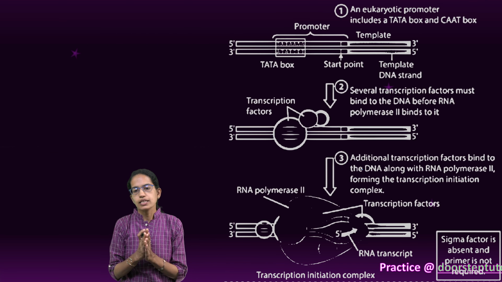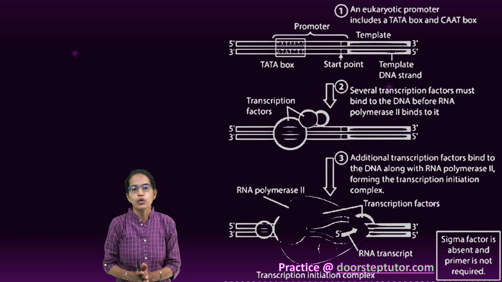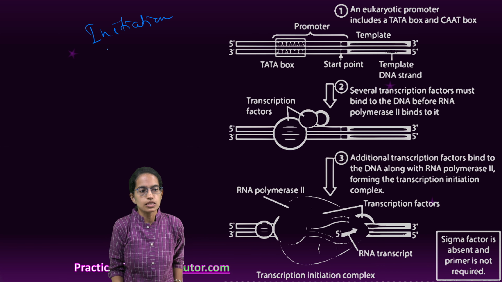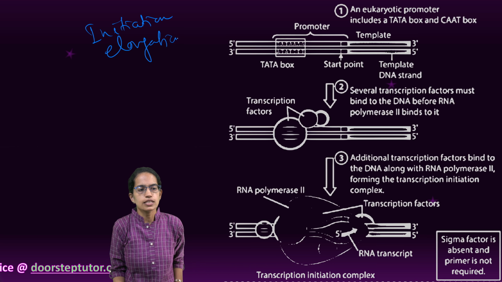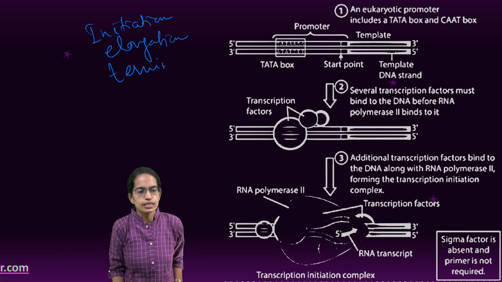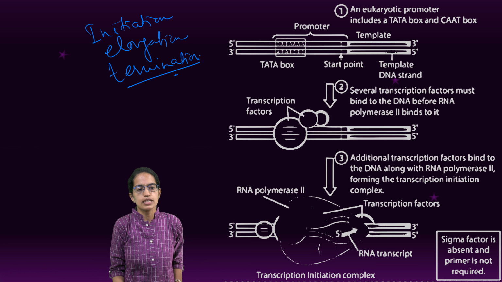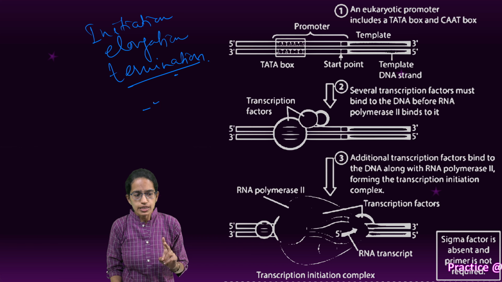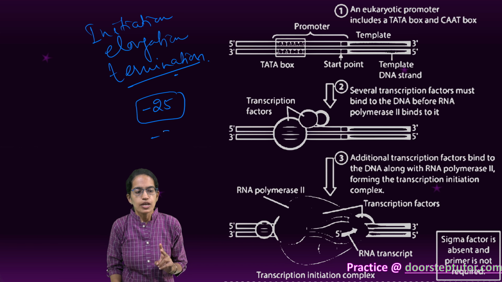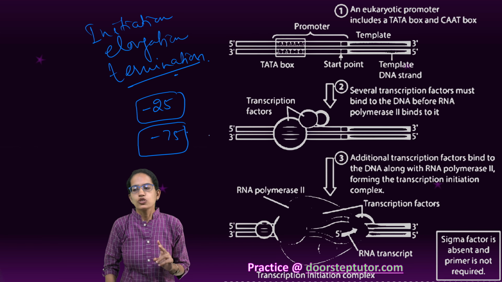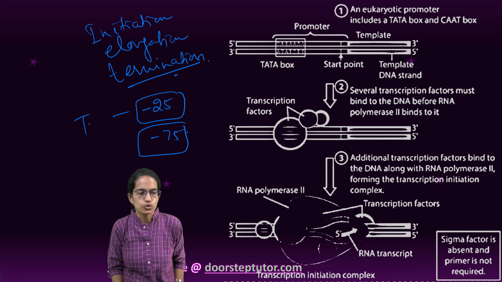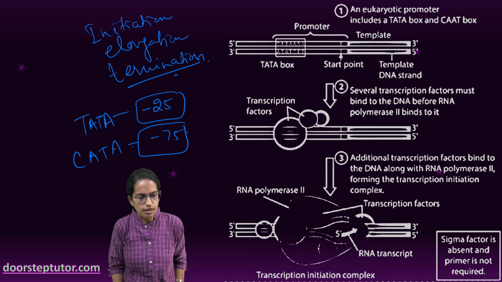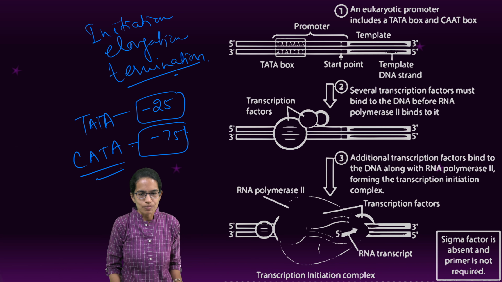So the first thing that we would involve in the case of eukaryotes is the process of initiation. So again it would be held in three processes: initiation, elongation and termination. We'll understand these one by one. The first one is initiation. In the case of eukaryotes, there are two sequences, -25 and -75. The -25 sequence is known as the TATA box and the -75 is known as the CATA box. So that's what you need to remember, the first thing.